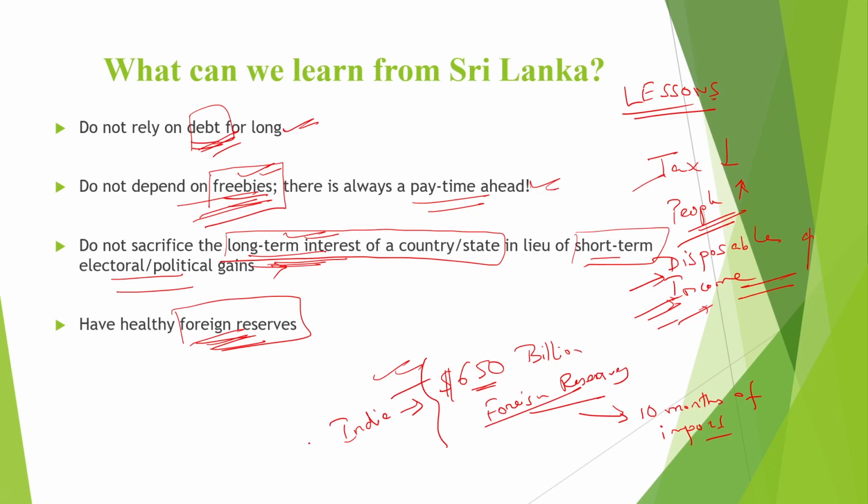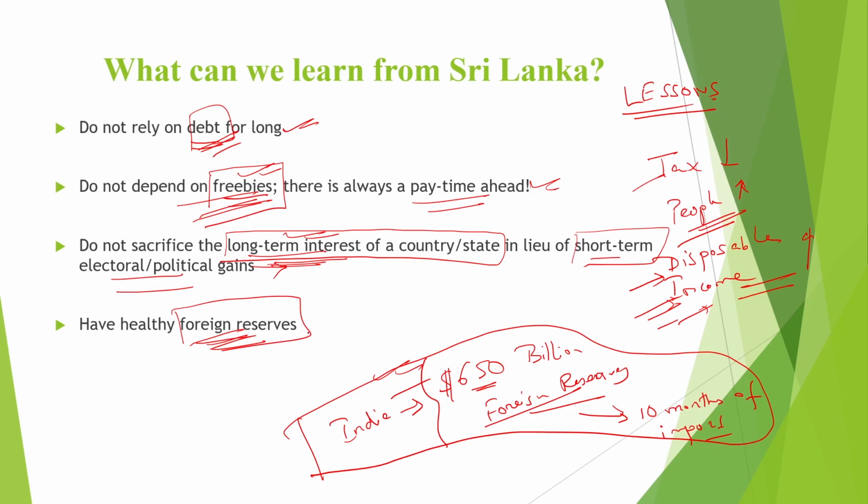So every country should aspire to have sufficient foreign reserves so that they can save themselves from a crisis of the kind that Sri Lanka faced. Okay, that also keeps your currency much more stabilized. Your currency is also stabilized if you have good foreign reserves. Okay, so these are the learnings that we can get from Sri Lanka. Do not rely on debt, do not depend on freebies, do not sacrifice the long-term interests of the country, and also have very healthy foreign reserves.